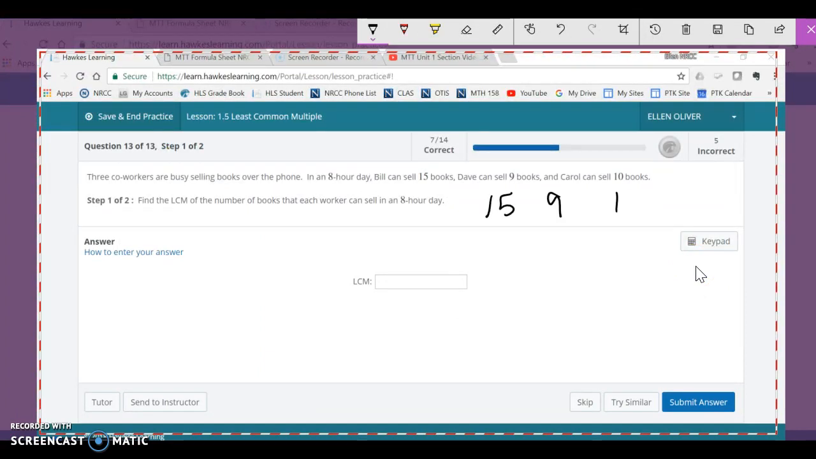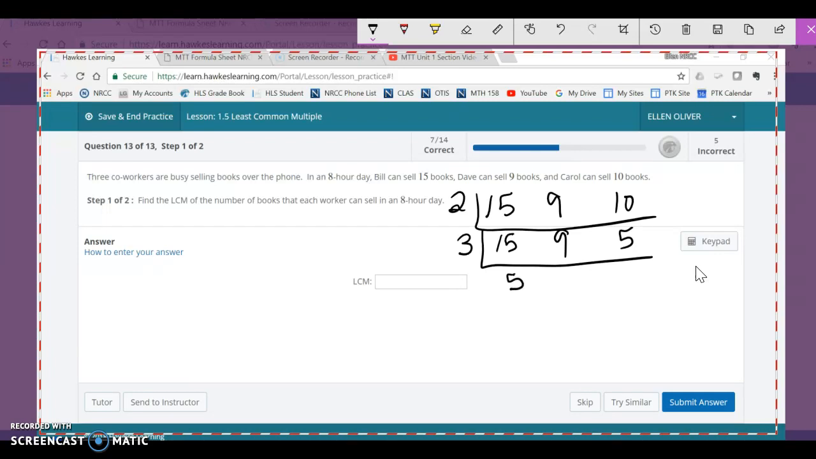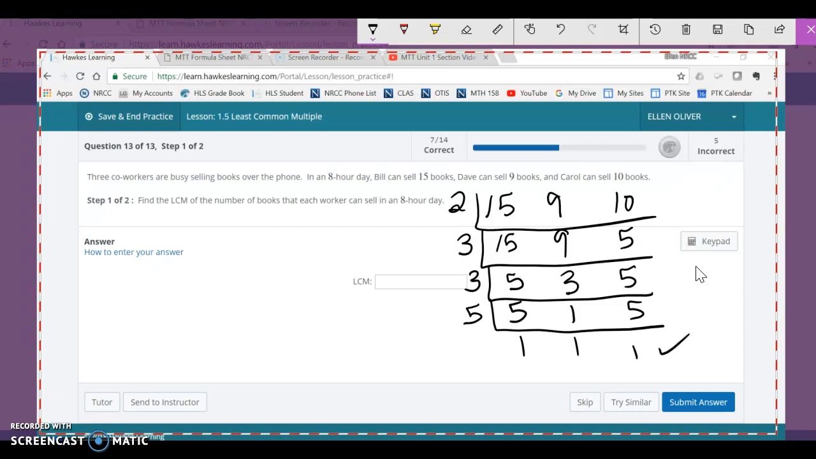15, 9, 10. Start with 2, as long as 2 goes into any of them. Well, it doesn't go into this one or this one, but it does go into that one. Now, 2 doesn't go into any of them, so I go to 3. 3 goes into 15 5 times. 3 goes into 9 3 times, and it doesn't go into 5. Now I can do 3 one more time. Doesn't go in, goes in once, doesn't go in. Drop that 1. Last one is 5, goes in once, done.